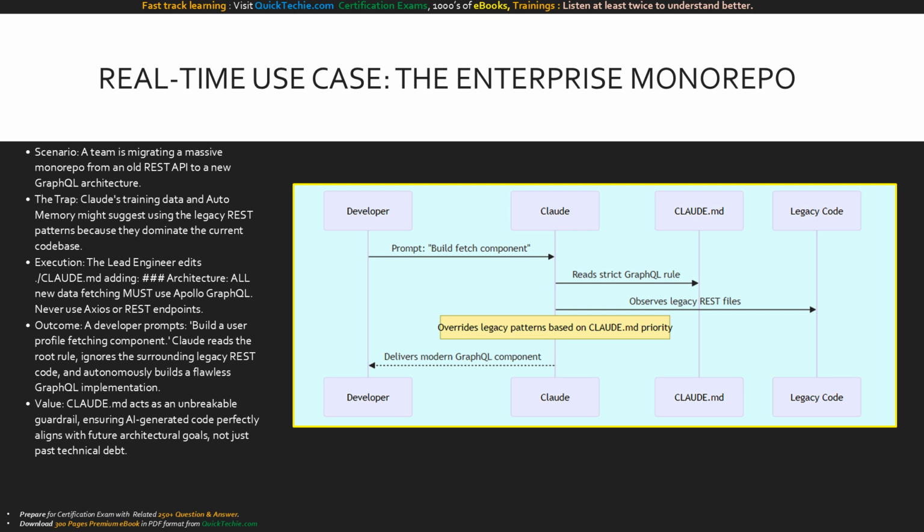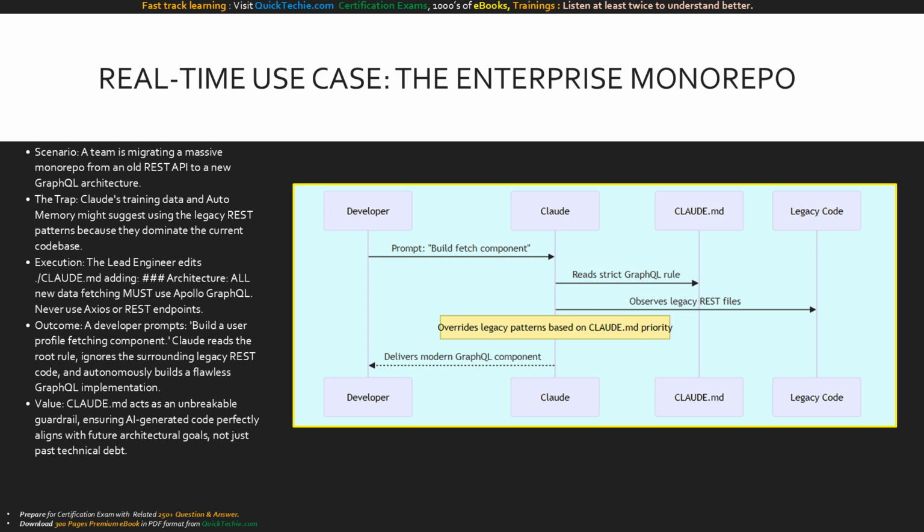Execution. The lead engineer edits the root Claude.md and explicitly writes, all new data fetching must use Apollo GraphQL. Never use REST endpoints. The outcome is magical. When a junior developer prompts Claude to build a user profile component, Claude reads the architecture rule, completely ignores the thousands of legacy REST files surrounding it, and autonomously writes a flawless GraphQL implementation. The value is immense. Your Claude.md acts as an unbreakable guardrail, forcing the AI to code for the future architecture, rather than repeating the technical debt of the past.